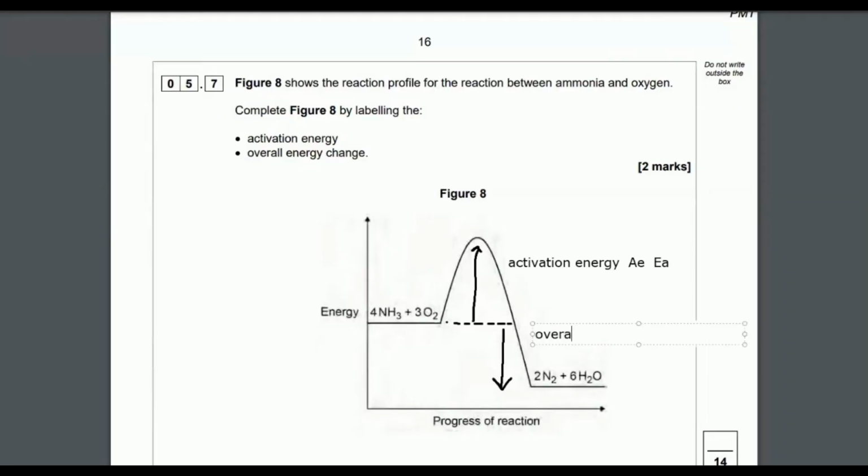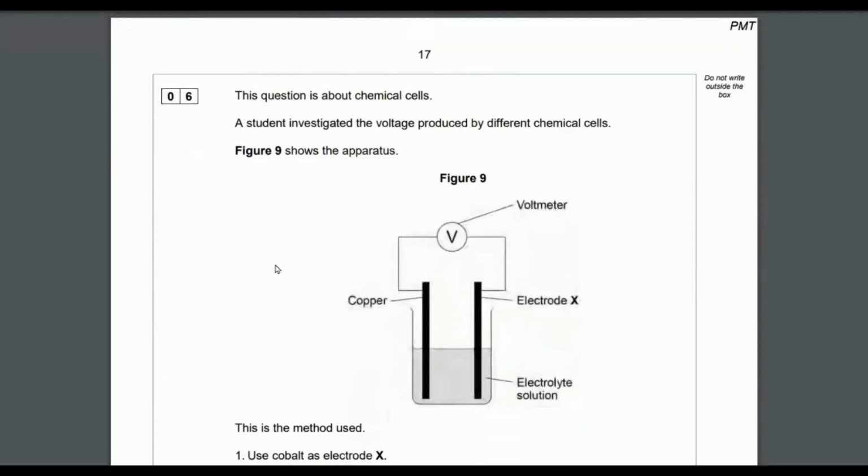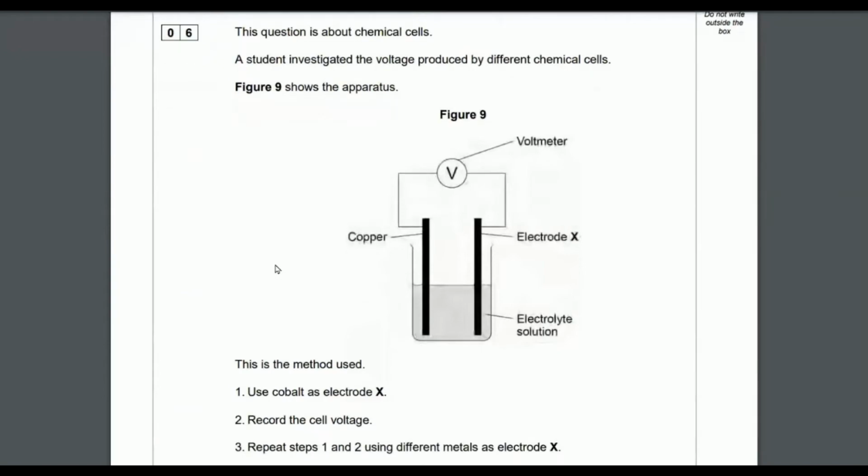Now we have the arrow going down from this dotted line that we've made, and this is the overall energy change. And this one's exothermic because the arrow is going down. It's like a negative energy change. The energy is released. Right, we're on to question 6.